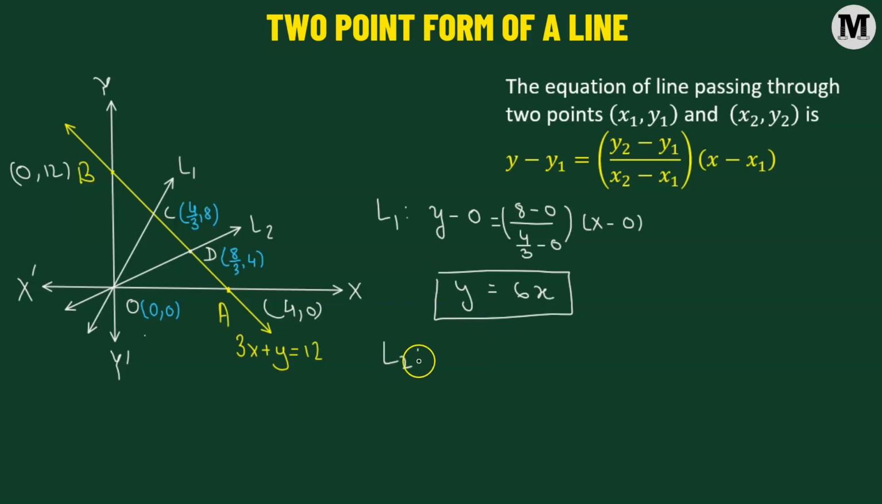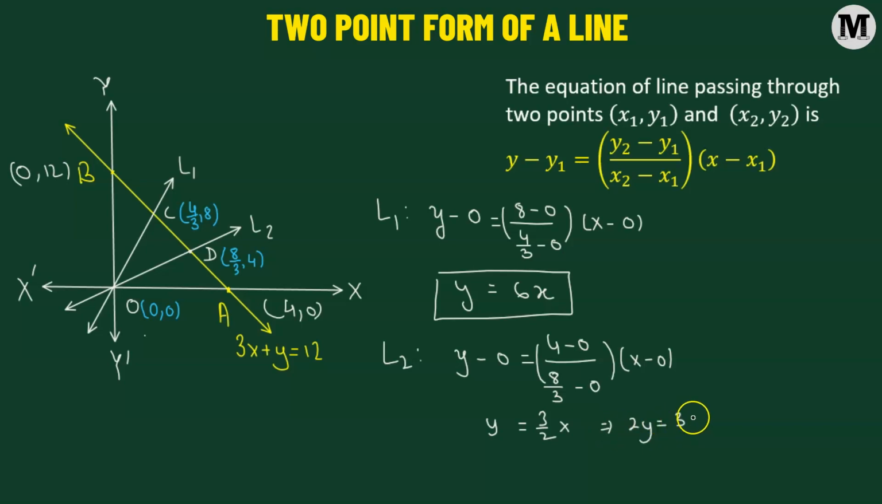Then we find out the equation of the second line, L2. Again, we will suppose that the origin corresponds to x1, y1 and point D will be x2, y2. So we have y minus 0 equals to, now we need the difference of the y coordinate. So that's 4 minus 0 divided by the difference of the x coordinate. That's 8 over 3 minus 0 whole multiplied to x minus 0. So we get y equals to 3 over 2 times x, or simply 2y equals 3x. So this is going to be the equation of the second line.